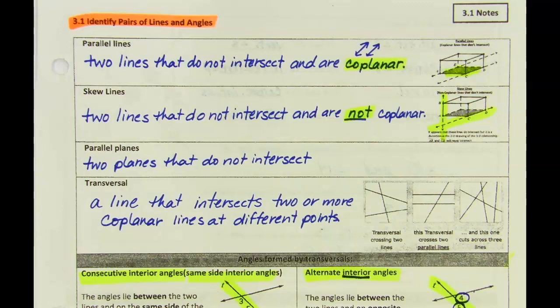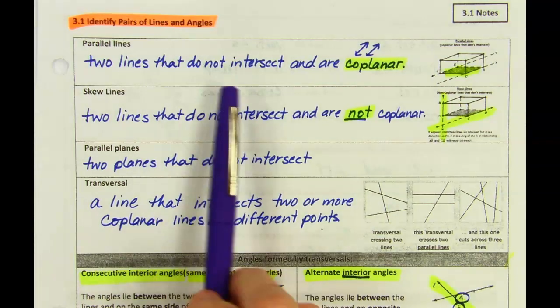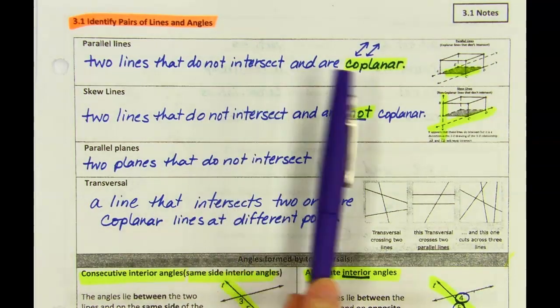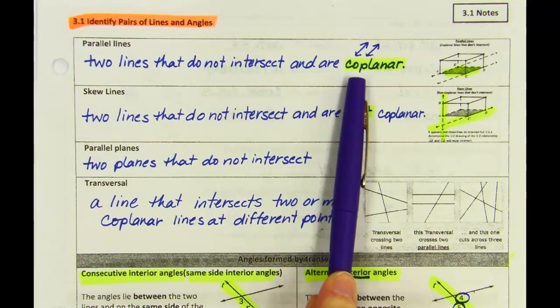These notes are going to be covering 3.1, Identifying Pairs of Lines and Angles. So now let's talk about what you have already copied here. Parallel lines are two lines that do not intersect and are coplanar. Now, the word coplanar is the most important thing in parallel lines.